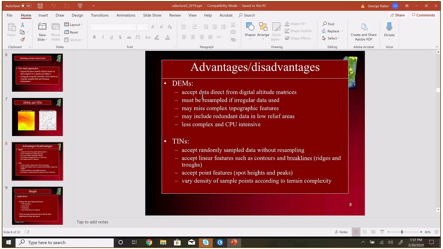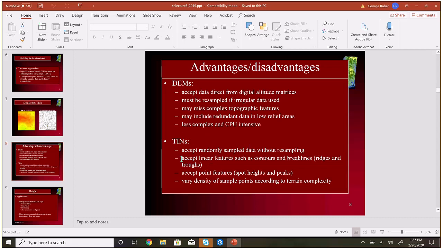That regular pattern does allow you to get a nice uniform look at the Earth, and it's actually less complex CPU-wise. So if you load a DEM, it usually loads pretty quick. Whereas if you load a TIN, it can take a long time because really you're looking at a bunch of points and making a bunch of plane surfaces on the fly.